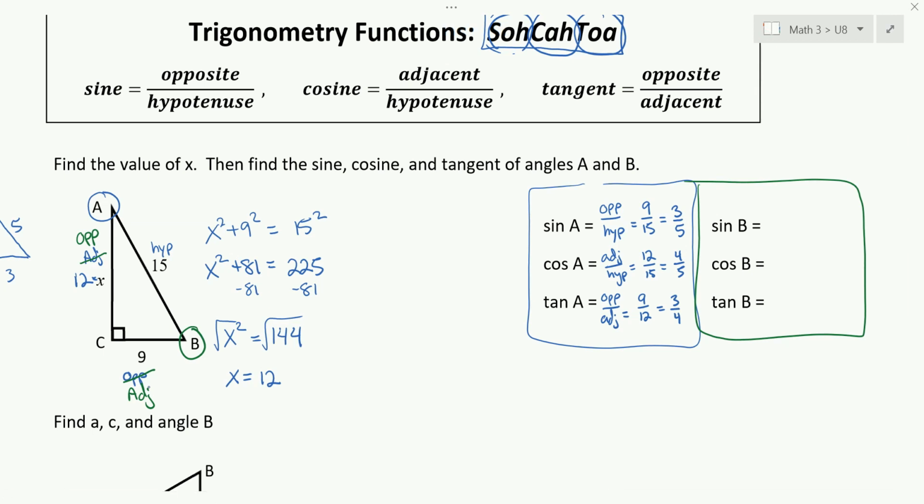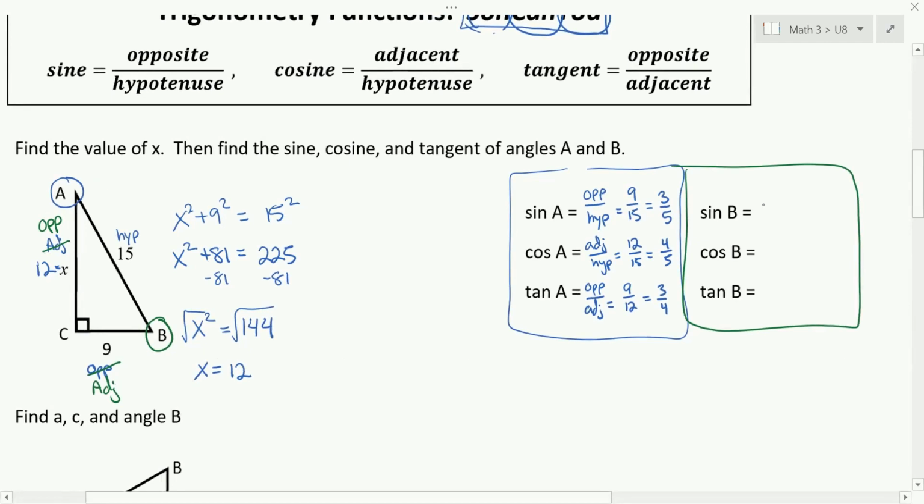Okay, and so our sine, sorry, not opposite over adjacent, opposite over hypotenuse. So this would be 12 over 15, which is 4 over 5. Cosine, adjacent over hypotenuse, should be 9 over 15, or 3 over 5. And the tangent is opposite over adjacent, 12 over 9, or 4 over 3.